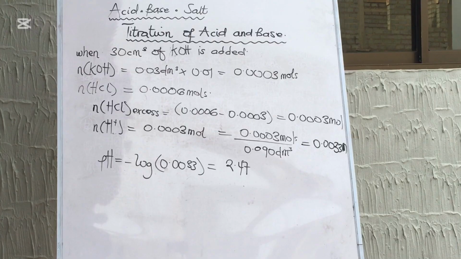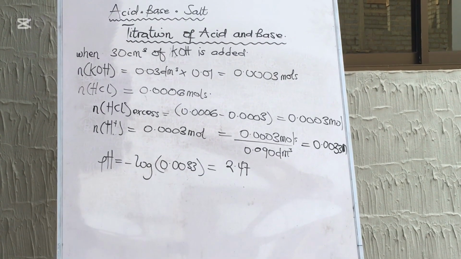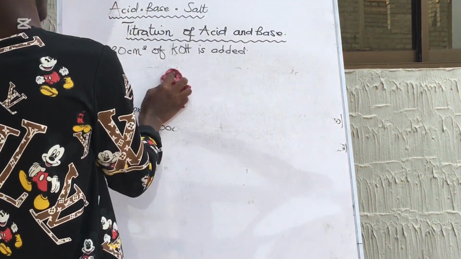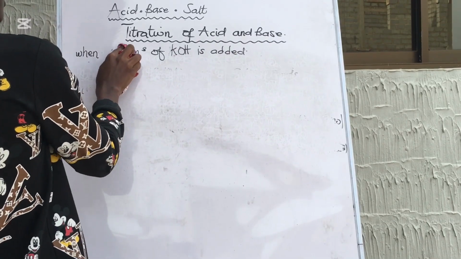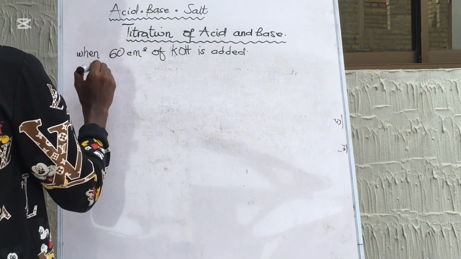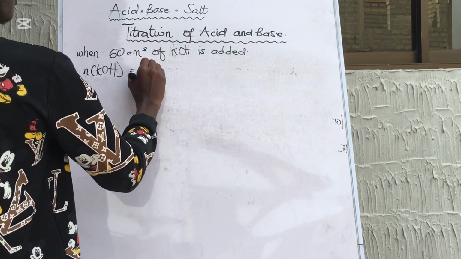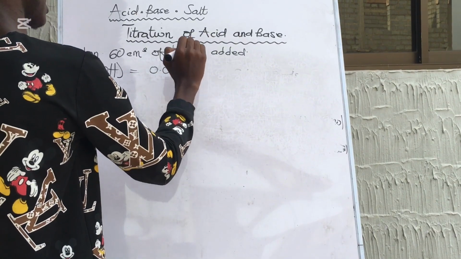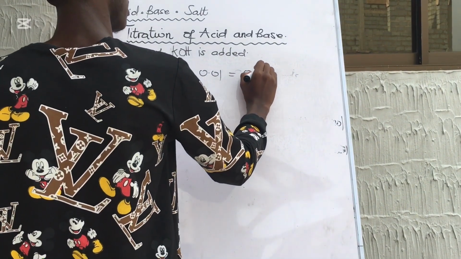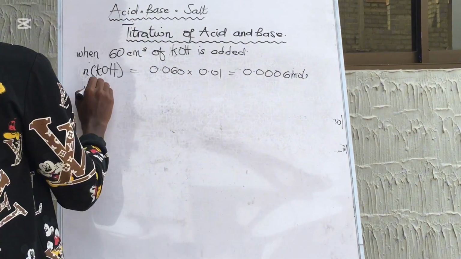When you add 60 centimeter cube, now they are having the same concentration, the same volume. So what do you think will happen? Let's see what will happen at the end of the day. So when 60 centimeter cube of this is added, now we need to find the moles of the KOH. The moles of the KOH is given by the volume, which is 0.060 times its concentration, 0.01, and we expect to get 0.0006 moles.